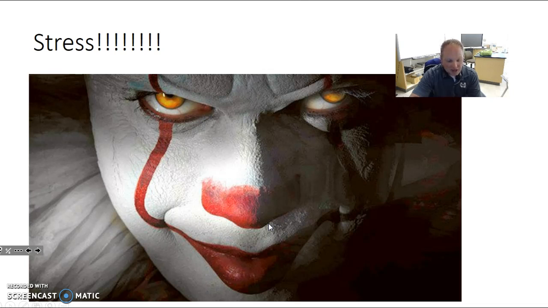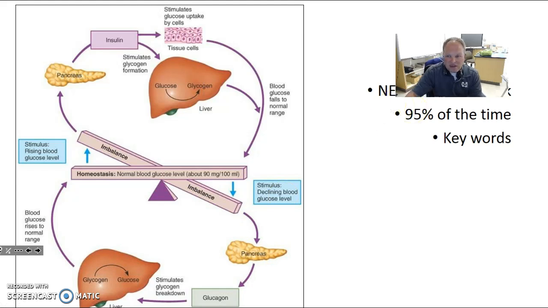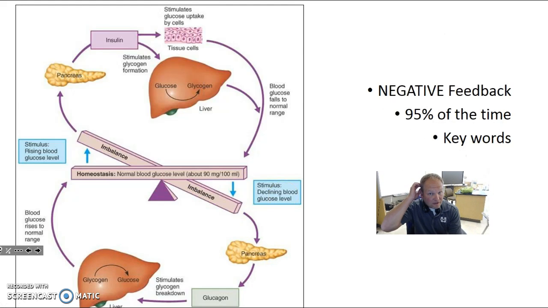The whole point is, how do we get out of it? The easiest way to get out of it is a process called negative feedback. And that's what this guy is, negative feedback. Now, 95% of the time, that's a Bertolla lie. I don't know if that's the true number, but I'm telling you, negative feedback happens almost all the time. And we'll talk about the keywords in just a second.